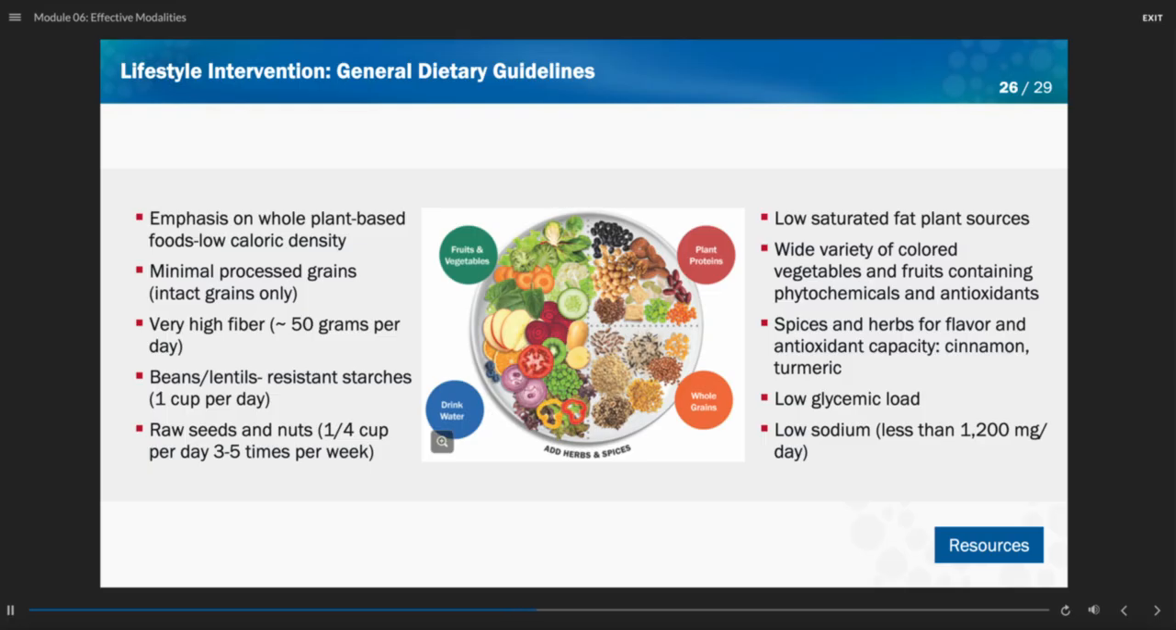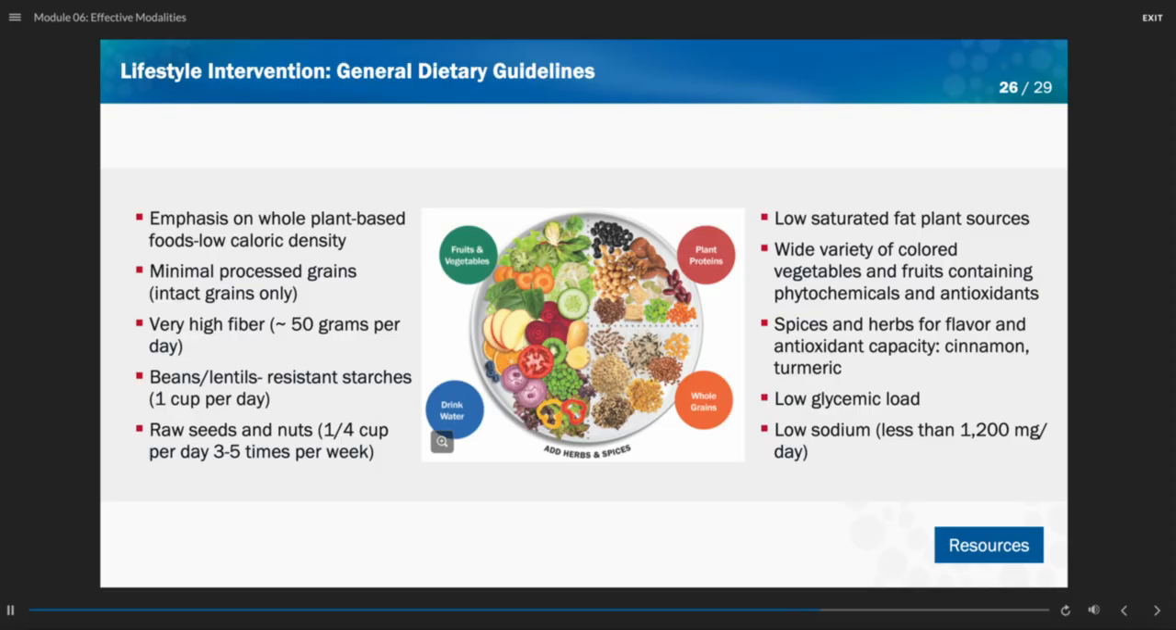And again, raw, unsalted, small handful used as an addition to a salad or a condiment, but not to eat nuts because of the high caloric density. Looking to utilize low saturated plant sources of fats and adding in some plant sourced fats such as flaxseed, chia seed, or even hemp seeds. Focusing on a wide variety of colored vegetables and fruits because the phytochemicals, antioxidants can be very beneficial both in vascular health and reducing inflammatory markers.